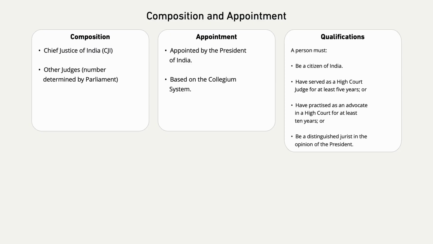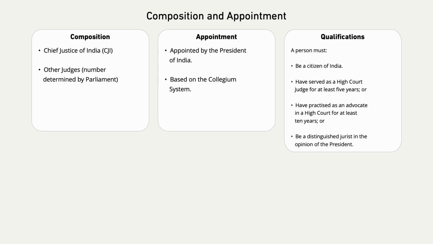The composition and appointment of the Supreme Court. The Supreme Court consists of the Chief Justice of India and other judges, the number determined by the Parliament. It's approximately around 30, okay? It goes up, it goes down. 30 to 34 mostly. The Chief Justice of India and the rest of the judges are appointed by the President of India based on the collegium system.